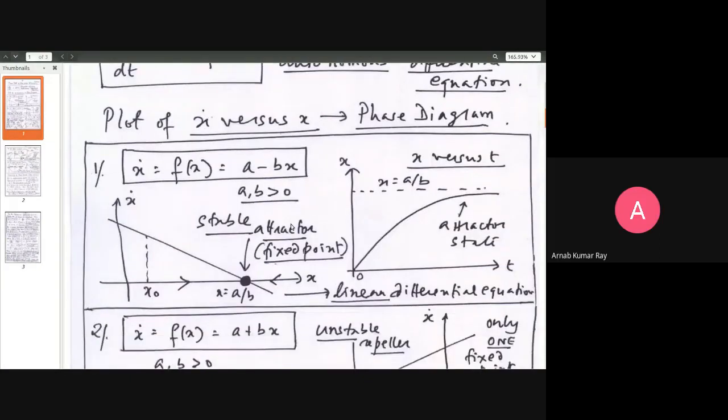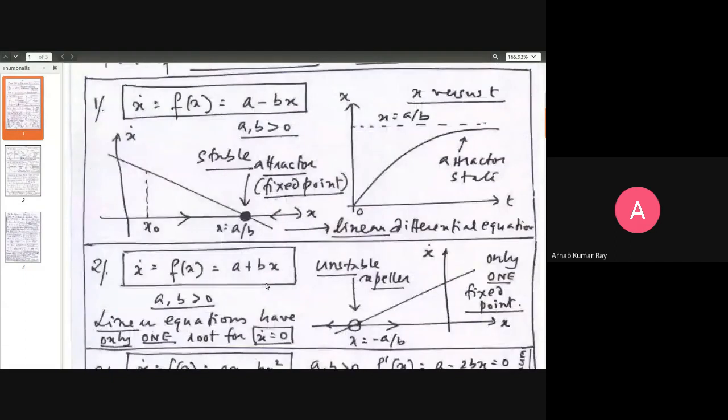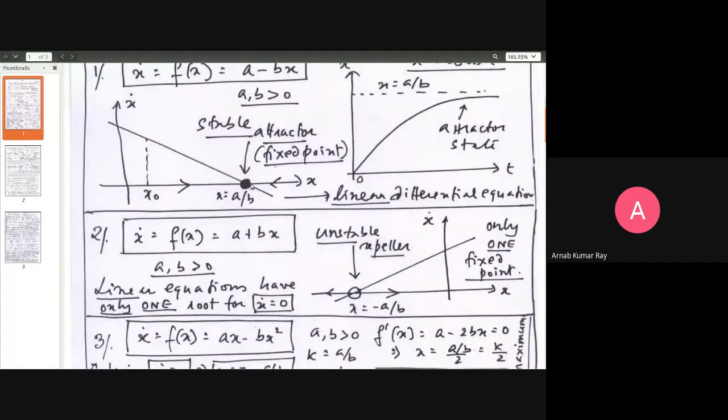So you see, this is a fixed point. Just a simple equation, x dot equal to a minus bx. This is a phase diagram. This is a fixed point.